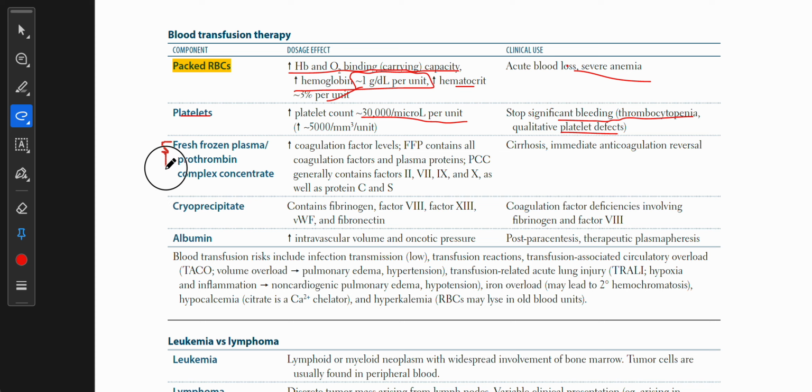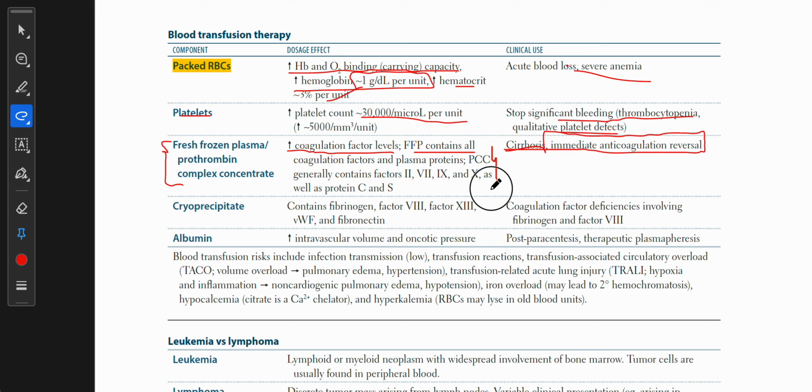And fresh frozen plasma or prothrombin complex concentrate is used in cirrhosis cases and where immediate anticoagulation reversal is required. So what is the dosage effect? It increases coagulation factor levels. FFP, that is fresh frozen plasma, contains all coagulation factors and plasma proteins.